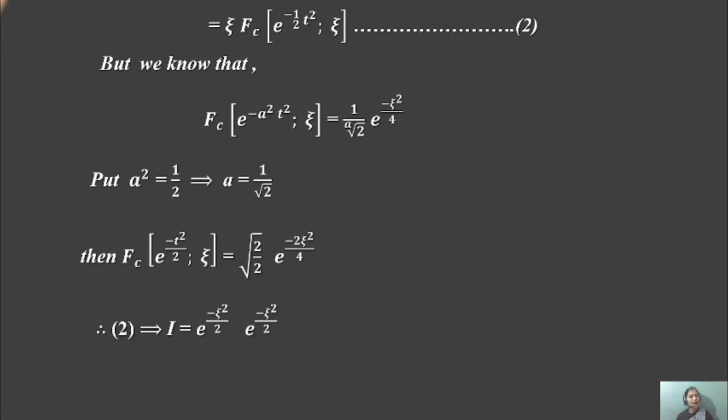From equation 2, I equals e to the power minus xi square by 2. Putting the value into the equation, both of these cancel, giving e into e to the power minus xi square by 2 times xi square by 2. Hence this will be the first value we get in this form.